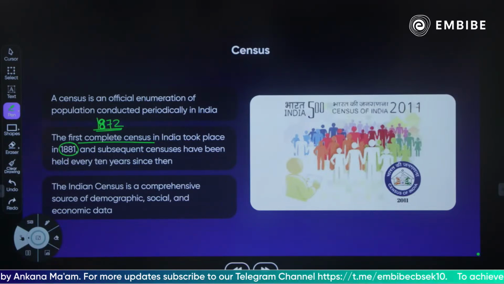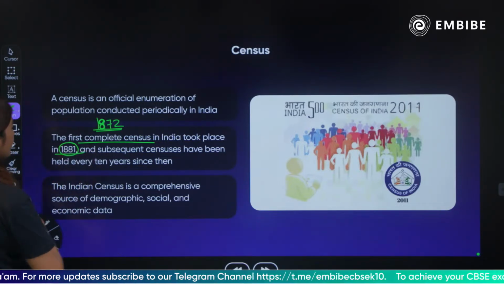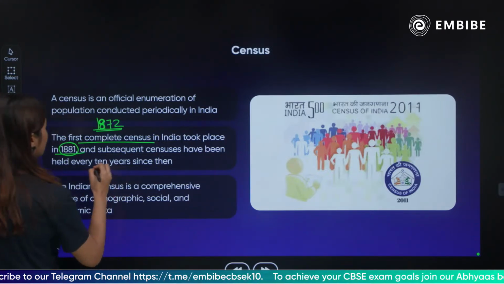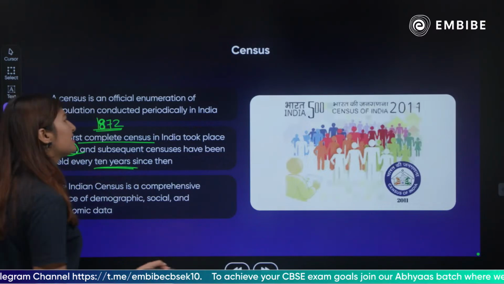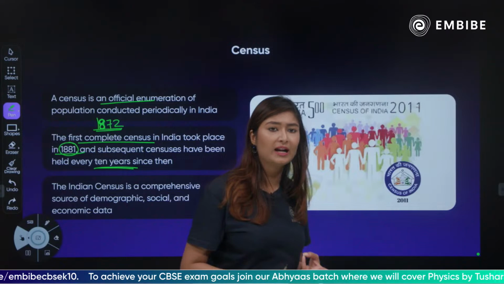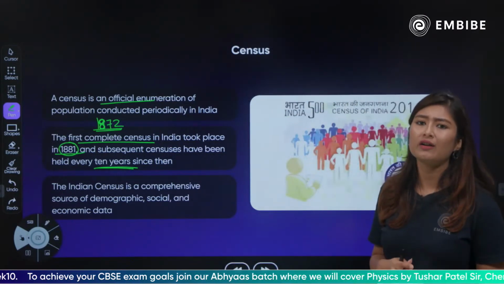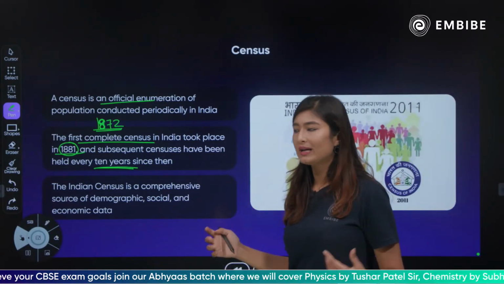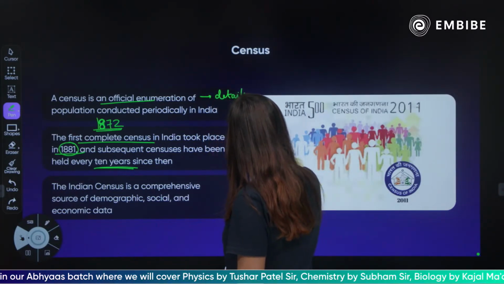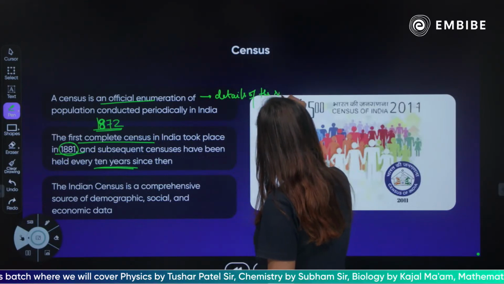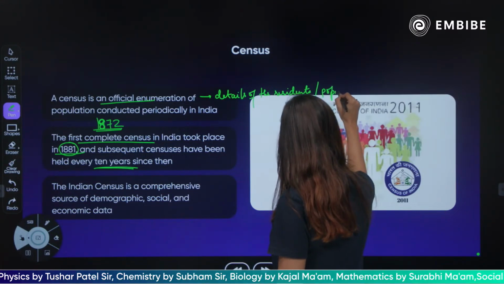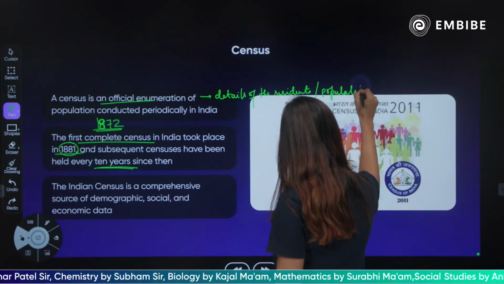After that, we were successfully able to complete the entire thing in 1881. And since then, the census has been done every 10 years to find the different numbers. Census is done on various things. How many adults are there? What is the population? How many of them are educated? How many are male? How many are female? So when you do a study, this is an enumeration of the details of the residents, or you can say population, age group, number of people.